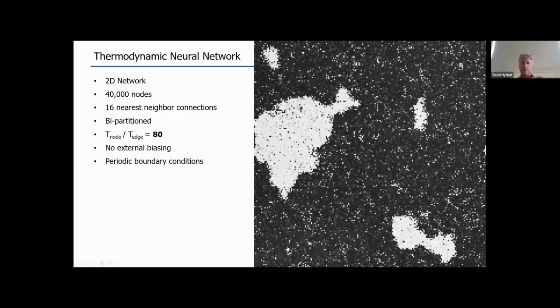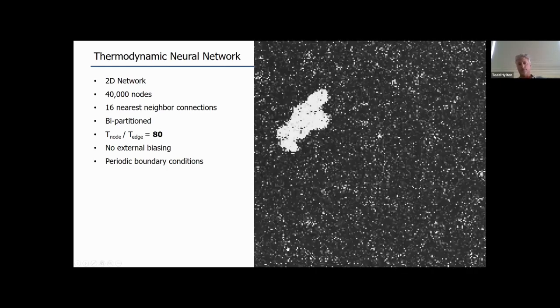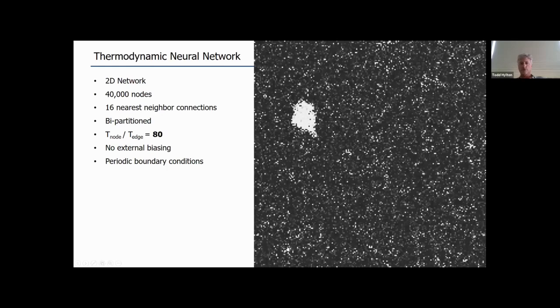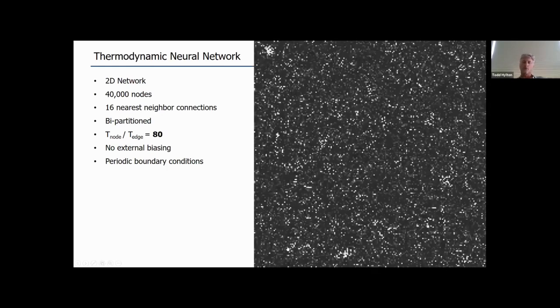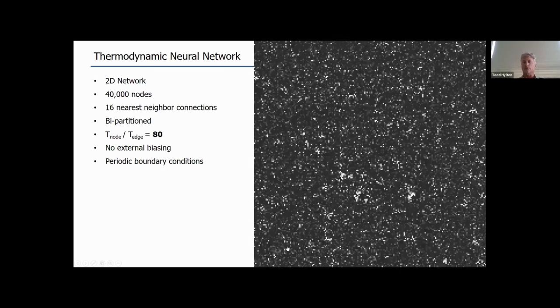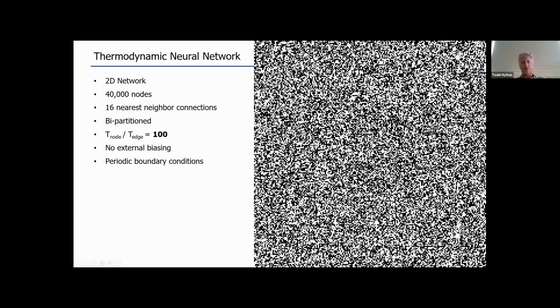In this particular case, what you're going to see is the network fairly rapidly converges on a roughly single domain dark state, with lots of interesting smaller scale fluctuations going on. So here is exactly the same network at a slightly higher node temperature.